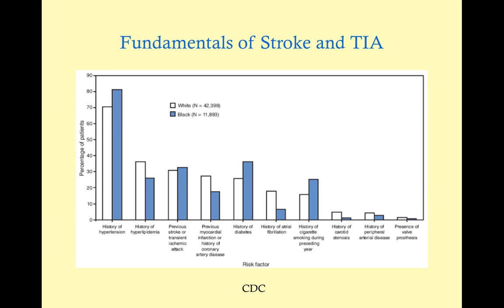These are just some risk factors in the United States for stroke and the percentage of people that have them. So hypertension and hyperlipidemia are two of the big ones that most people have. Then there are other risk factors such as a previous stroke, a previous myocardial infarction. Both of those sort of go towards hyperlipidemia, diabetes, atrial fibrillation, and so on and so forth.